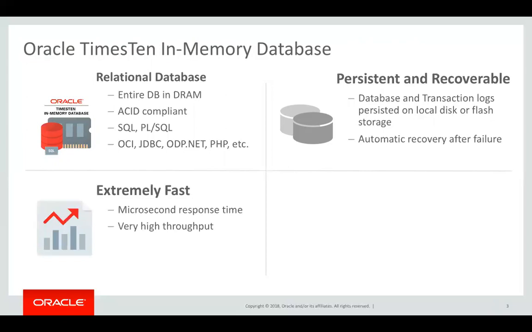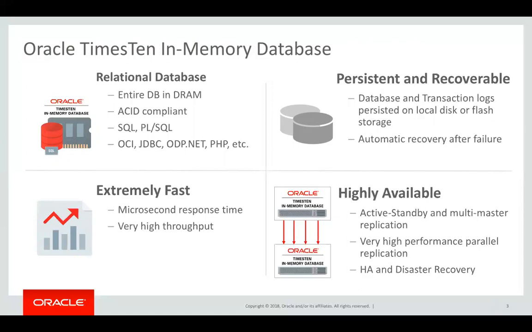TimesTen is really, really fast. It provides microsecond response times and extremely high throughputs, which is why it is used widely for latency-critical custom OLTP applications. TimesTen also features sophisticated high availability. It employs replication that can be configured to be either active standby or multi-master. The replication mechanism itself is high performance and parallel and can be used both for high availability within a site as well as disaster recovery across sites.